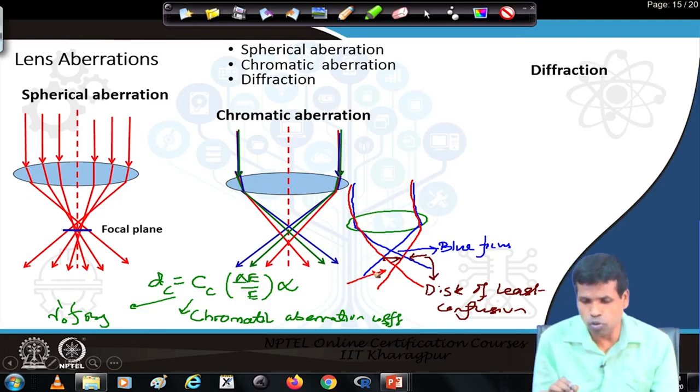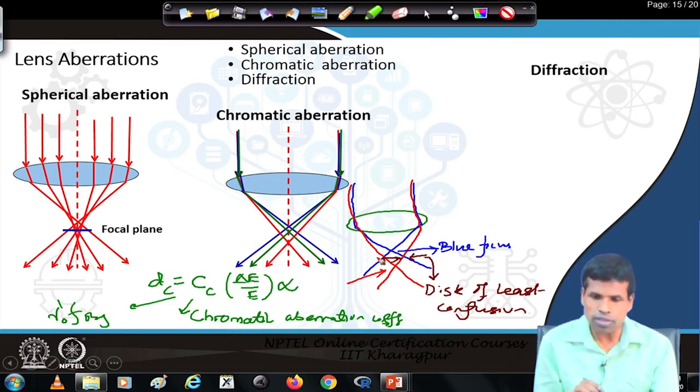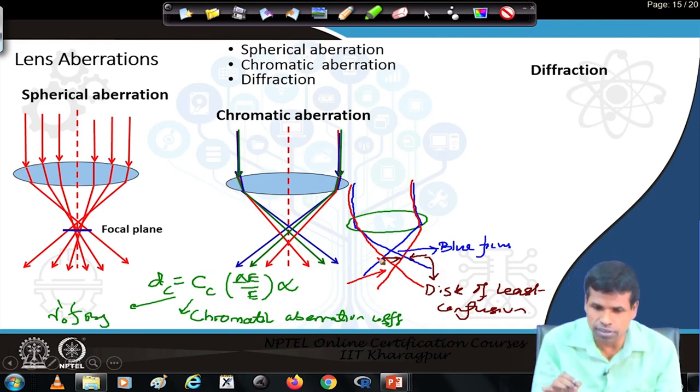Actually, we want to have the smallest disk or smallest light spot, but rather we get a disk, and this is called the disk of least confusion. We would like to have it as small as possible. This is the chromatic aberration.